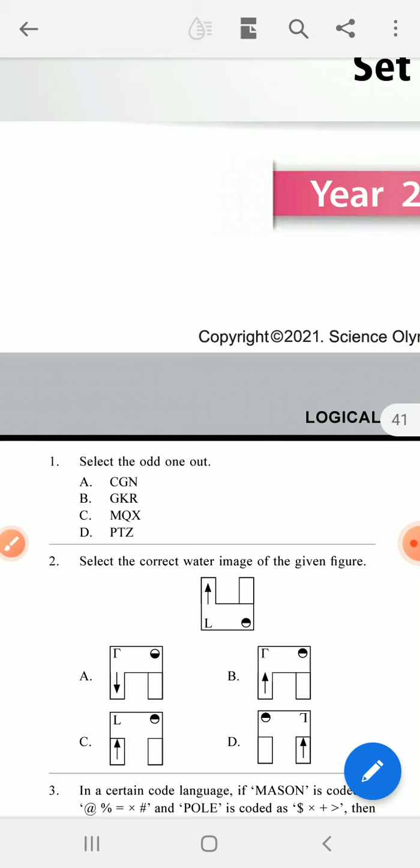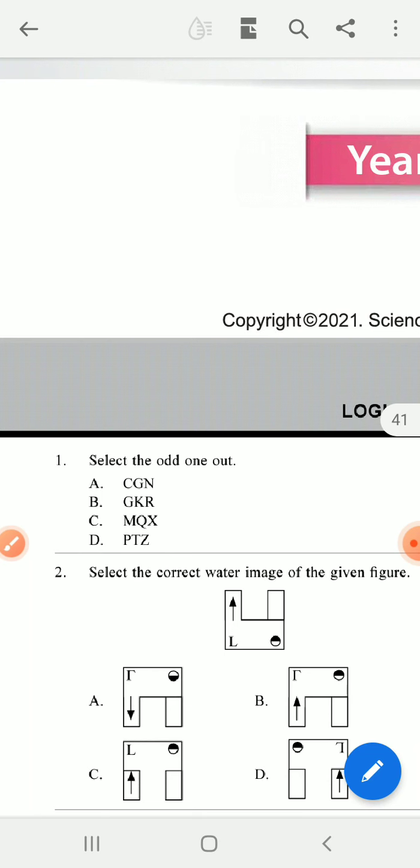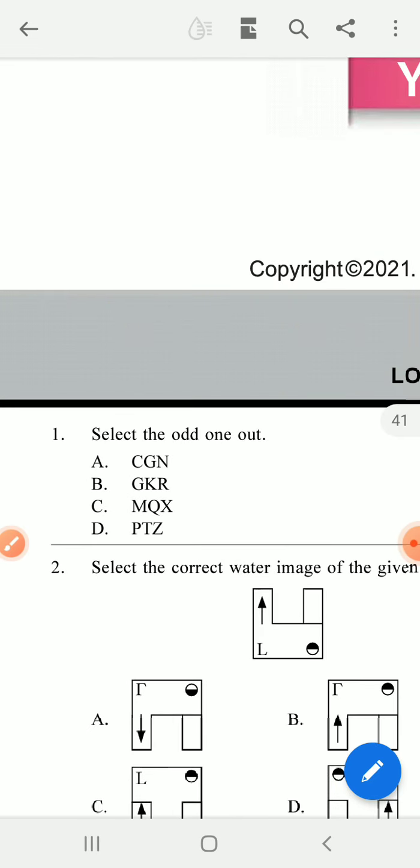So four forms are given: CGN, GKR, MQX and PTZ. Look from C to G, how many letters are there? E, F, G. So three letters are there. From G to N how many letters are there? G, H, I, J, K, L, M, N. So 7 letters.